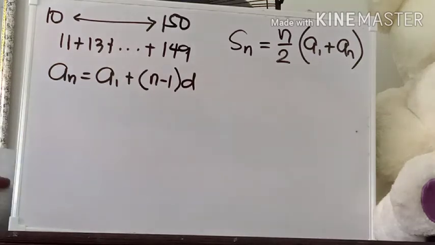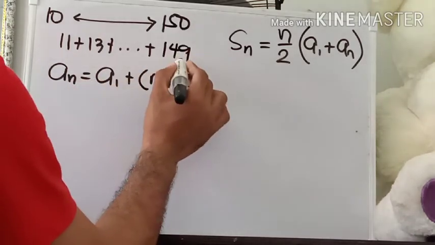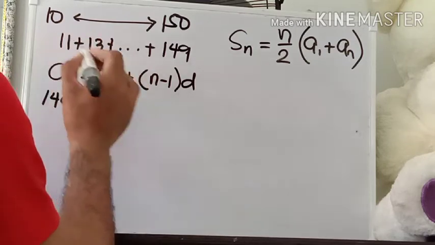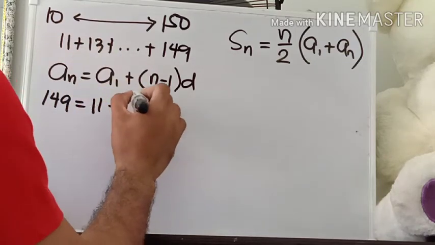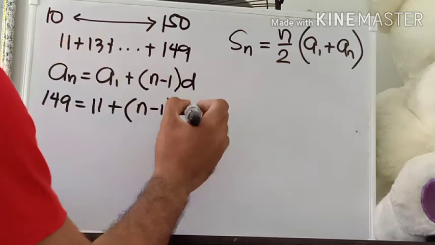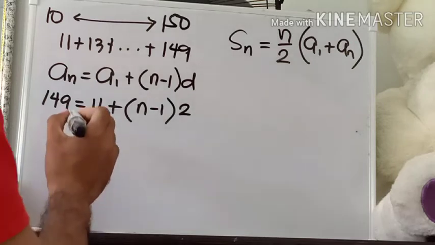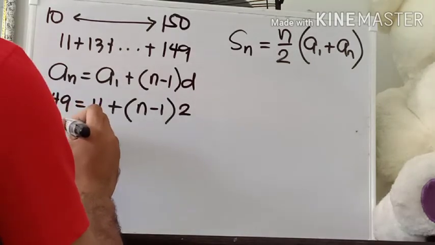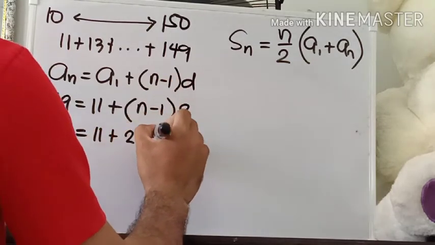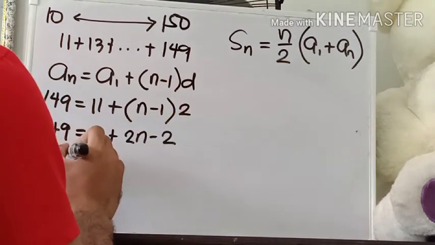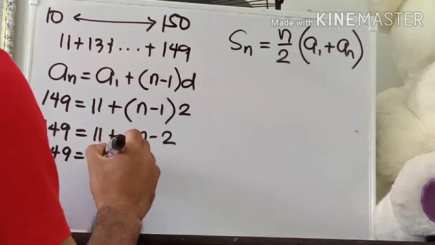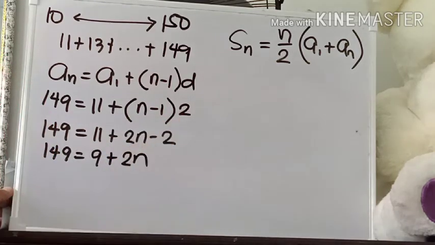So let's try and solve for n. We will have our a sub n, our last term, which is 149, equals our first term, which is 11, plus the quantity of n minus 1 times the common difference, which is 2. Then solve for n. So we'll have 149 is equal to 11 plus 2n minus 2. So you will have 149 is equal to, combine similar terms at the right, 11 minus 2 is 9 plus 2n. Subtract both sides by 9.